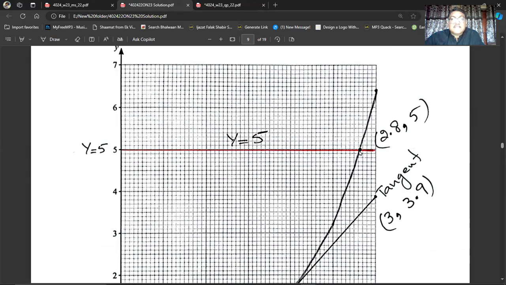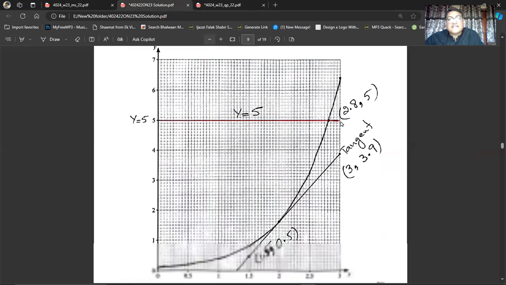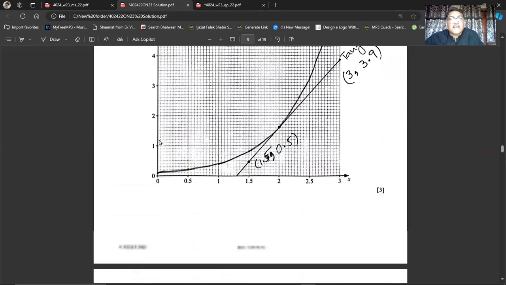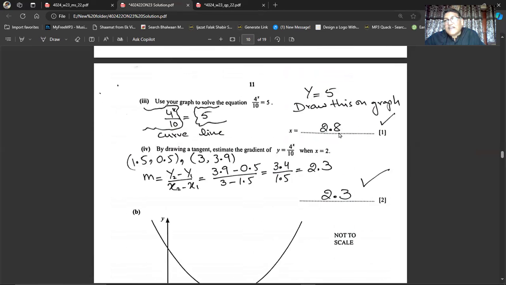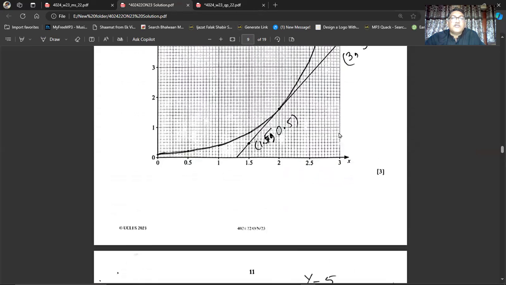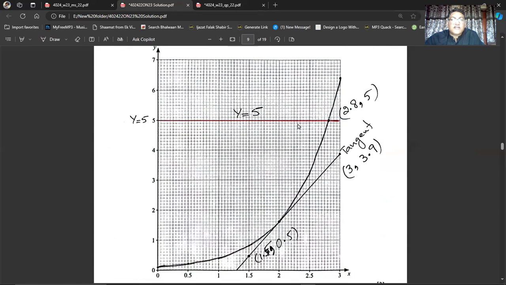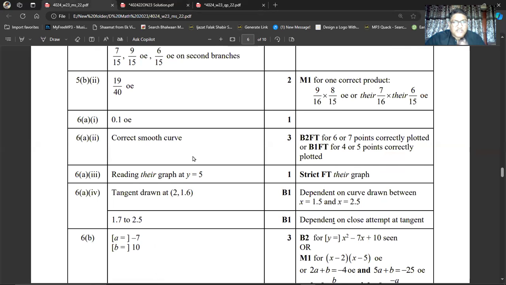So wherever it cuts that main curve, I note down its coordinates, 2.8, comma 5. The value of the x of this point is the solution of that equation. So the solution of that equation is 2.8. Where is it coming from? From this point, where y equals 5 intersects with 4 raised to power x divided by 10. Where the graphs intersect each other, I'm noting down its x coordinate, 2.8. That is approximately 2.8.